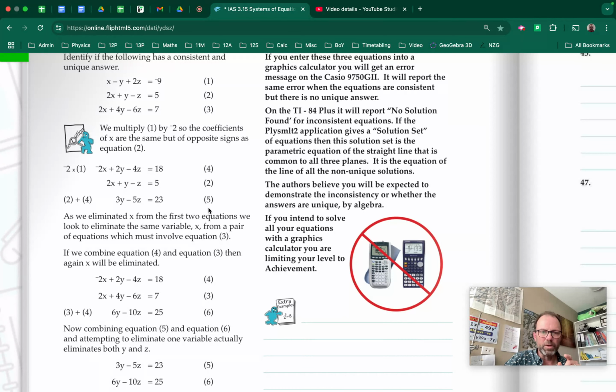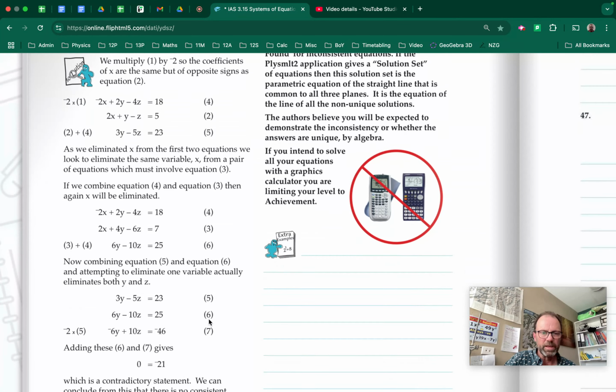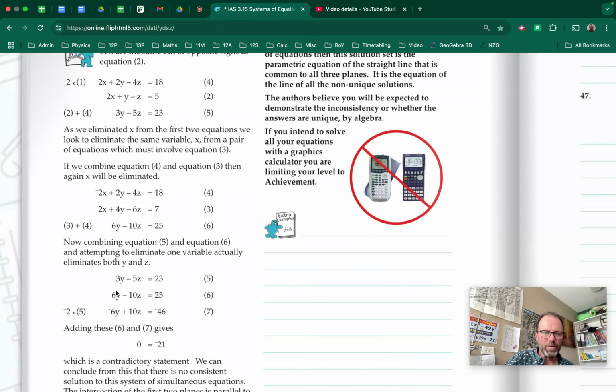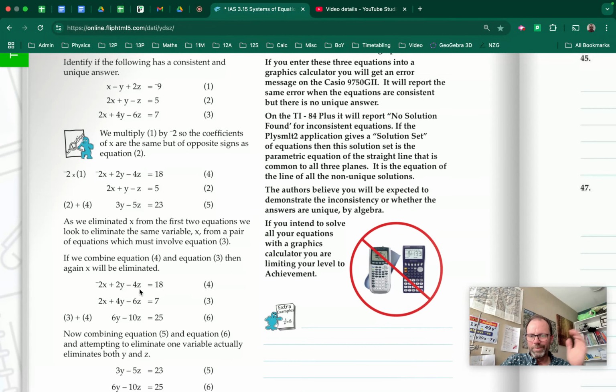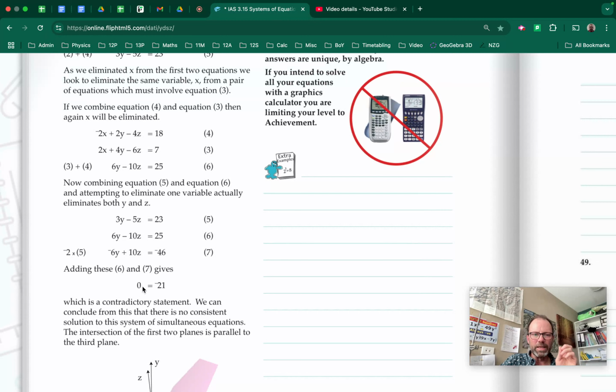So then it's going to say, look at equations 5 and equation 6. If you take equation 5 and multiply it by negative 2, it gives you this. If you add these equations, what do you notice? You get a contradictory statement. Now, here they decided to, in this example, eliminate x. You could have decided to eliminate y or z, and your algebra working would result in a different contradictory statement.